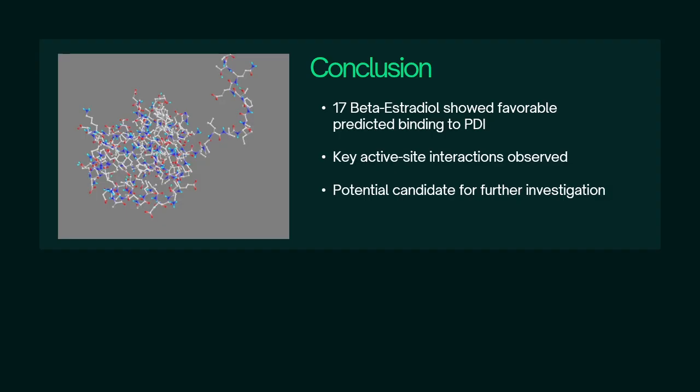The third benefit is thrombosis research. PDI also plays a role in platelet activation and thrombus formation. Inhibiting extracellular PDI may reduce abnormal blood clot formation. So this can have cardiovascular implications, and could help in the treatment of clotting in our blood vessels.